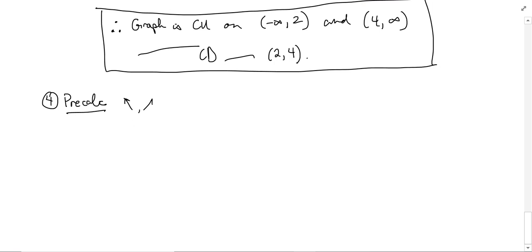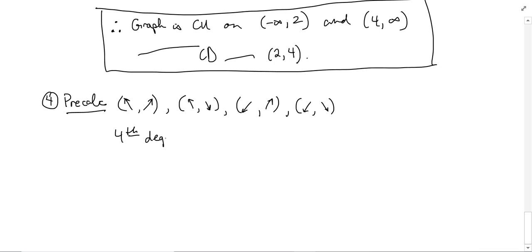I think you guys will know what I mean. It's either this, this, this, or this. Okay. And in the case of our function, we have a 4th degree polynomial with positive leading coefficient. Okay. So the leading coefficient is positive 1 plus 1. So that tells us a 4th degree polynomial with positive leading coefficient has this sort of end behavior.